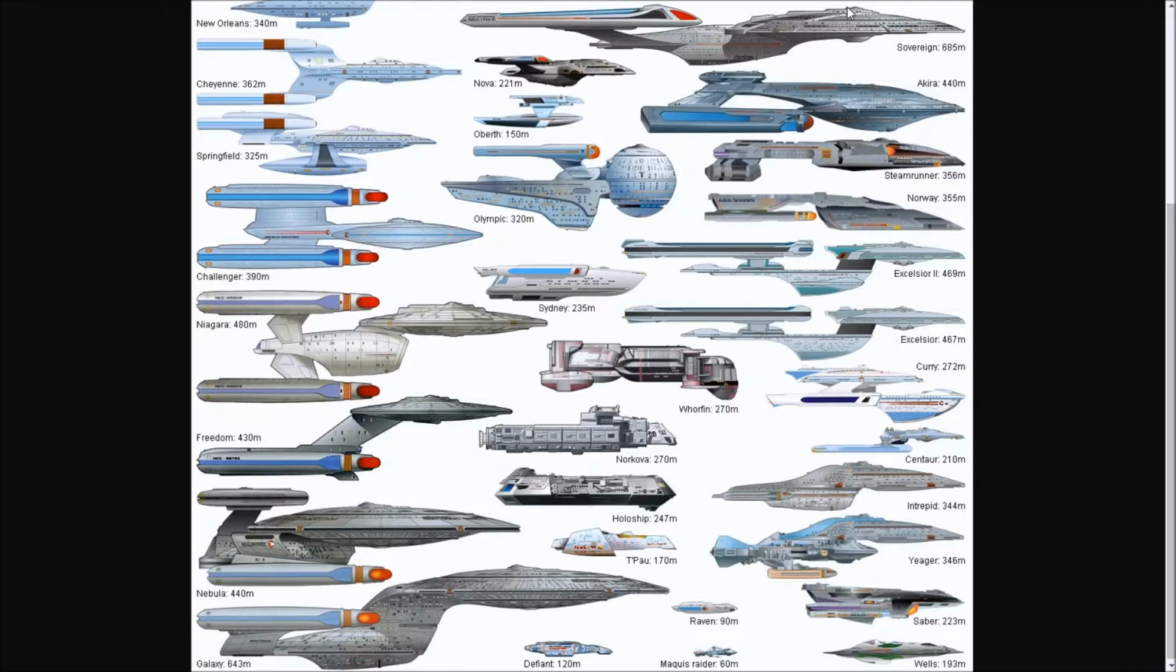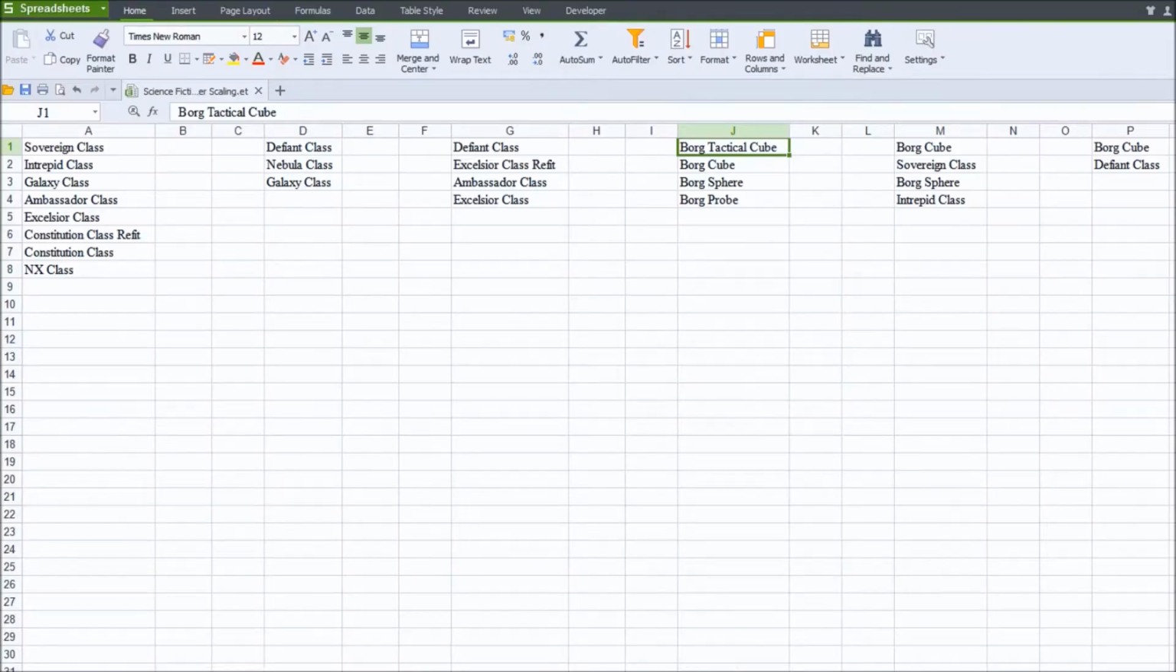Yeah, Exastris hasn't done a chart on the Borg cube, but if we are to assume that the tactical cube is the same size as a regular cube, let me just switch back to the spreadsheet. Then that means that the tactical cube is definitely superior to the Borg cube, simply because it has armor, which is the only noticeable difference, as far as I can tell. But that alone makes it just that one tiny bit superior.